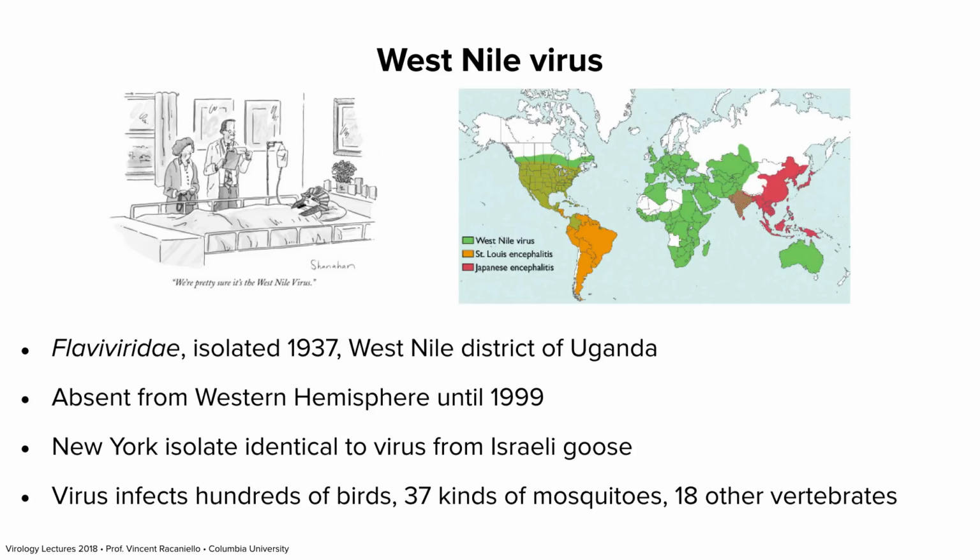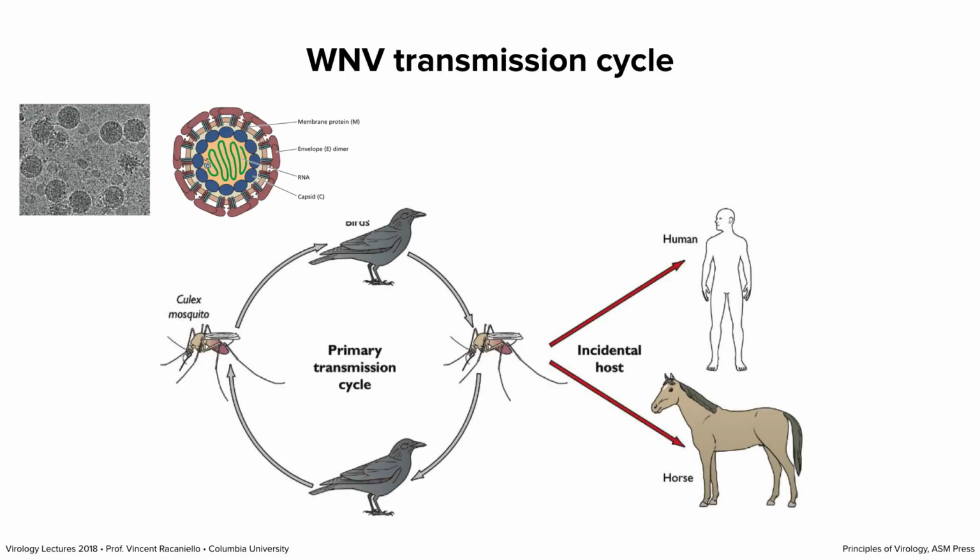It infects a lot of different mosquitoes and birds and other animals, and not just humans. If it just infected humans and mosquitoes, it might not have spread. But now it's all throughout the Western Hemisphere. West Nile is in green. And basically, wherever Culex mosquitoes are, you can find West Nile virus. So this is a flavivirus, of course. It's an enveloped virus with a plus-stranded RNA genome, like Zika virus and dengue virus.